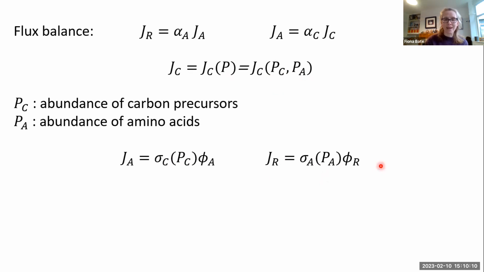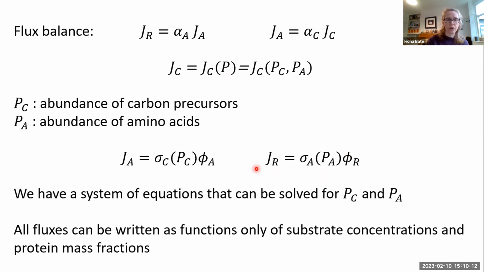Okay, so if we now put these expressions into our two equations, we end up with two equations in two unknowns, PA and PC, which can be solved. Which means that we can get an expression for PA and PC in terms of the other terms in the equation, which are the substrate concentrations and the mass fractions. Which is what we needed. I haven't written these expressions out fully because they're quite horrible, but they're in the paper if you would like to have a look.